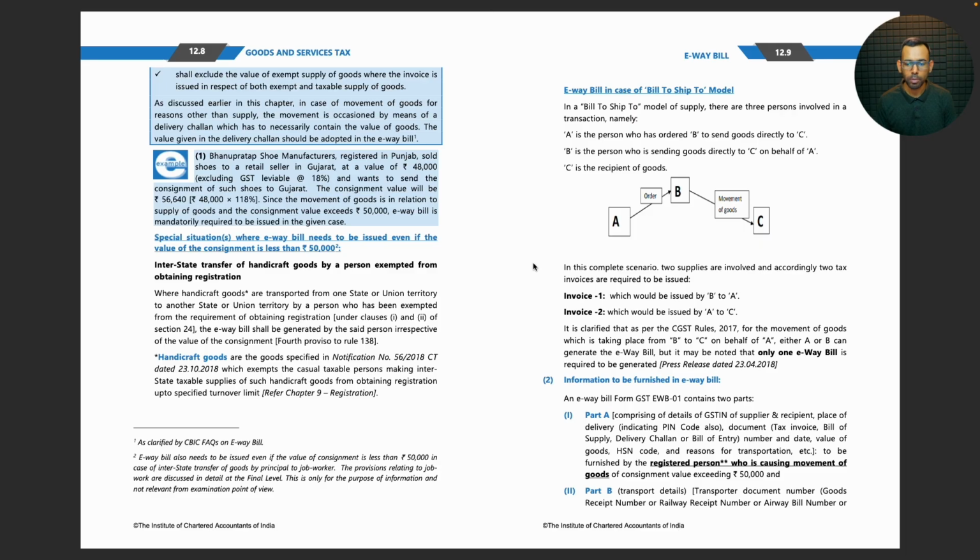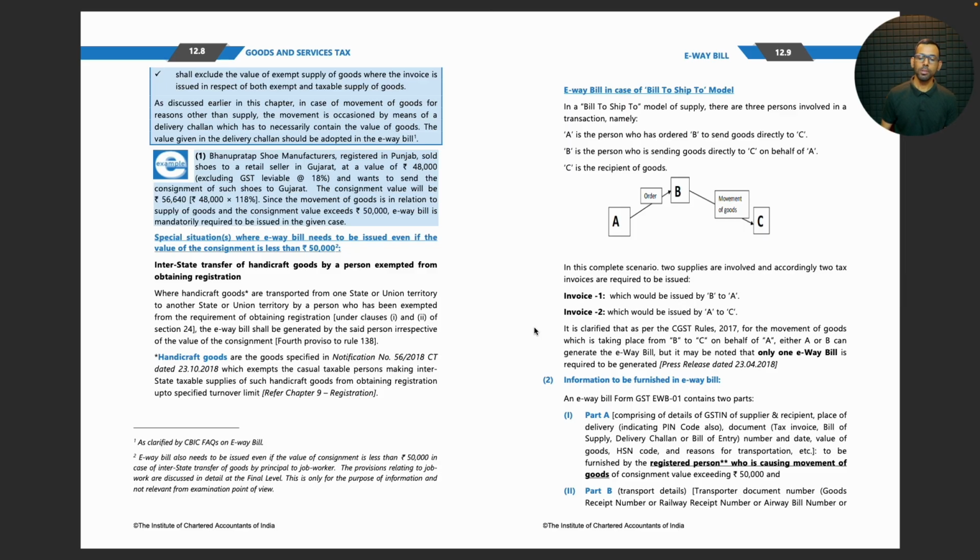In this complete scenario, two supplies are involved and accordingly two tax invoices are required to be issued. Invoice 1 will be from B to A because of the order, and invoice 2 will be from A to C because C is the one who is receiving goods and C has to make a payment to A. It is clarified that as per CGST Rules 2017, for the movement of goods which is taking place from B to C on behalf of A, either A or B can generate the e-way bill, but it may be noted that only one e-way bill is required to be generated.